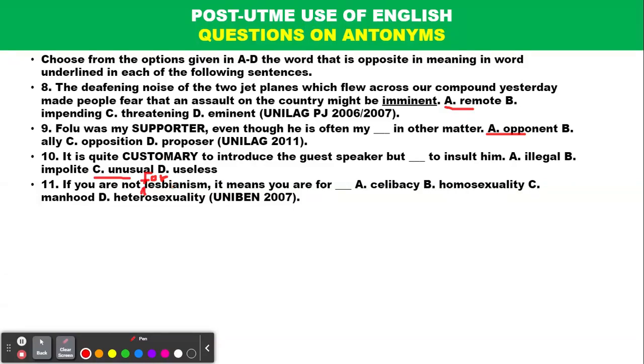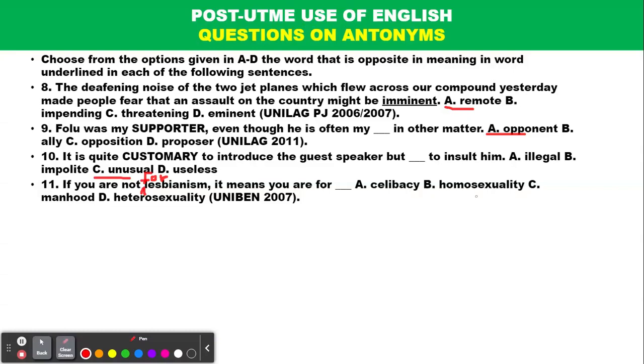That means if you do not support lesbianism, it means you support something else. What's the opposite of lesbianism? A, celibacy. B, homosexuality. C, manhood. D, heterosexuality. Now, this is a bit technical in the sense that a lot of people might quickly go for homosexuality. Homosexuality is the male counterpart of lesbianism, but here, what is raised is a moral issue.